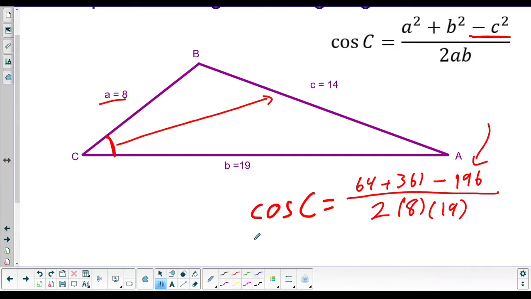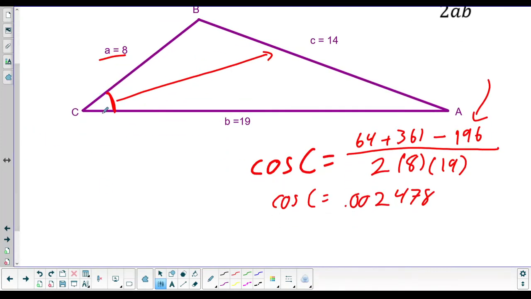And we get cosine of C equals 0.002478. More decimals is always better. And then to get angle C, all we have to do is do an inverse cosine on both sides. So we'll do inverse cosine of that number.